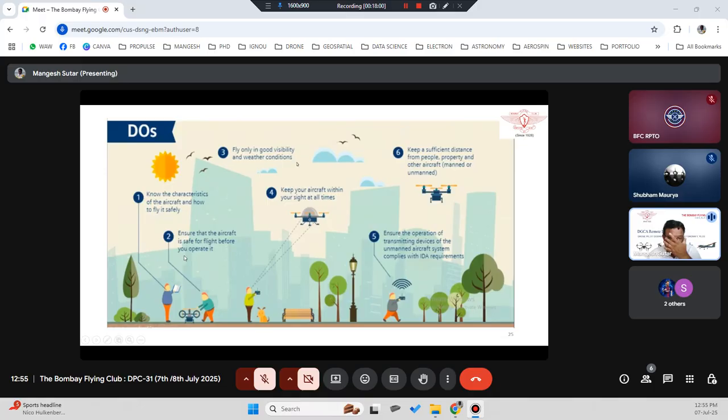There are certain parameters which are defined. This is a very generic picture which we have incorporated in the slides to show you the do's and don'ts. Normally these posters are put up in most drone organizations, or wherever drones are being flown. The first do is: know the characteristics of the aircraft and know how to fly it safely.